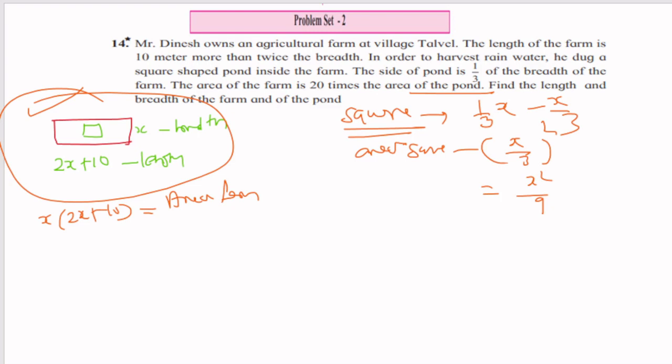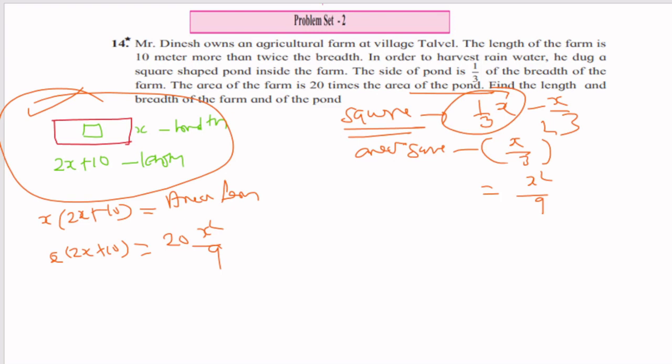Now they have given the condition: the area of the farm is 20 times the area of the pond. So we can write that x(2x plus 10) is equal to 20 times the pond's square. Hope you understand properly, because inside the rectangular farm we have built a pond, and the side of that pond is 1 by 3 of the farm's breadth. That is x by 3, and the area will be (x by 3) whole square.